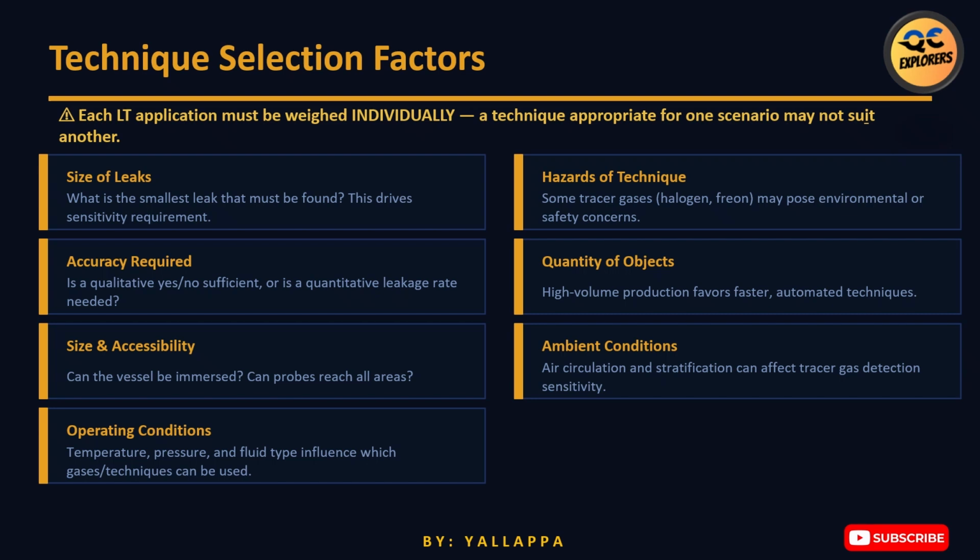Project 2. A spacecraft manufacturer producing fuel system components. Will they use the same leak testing technique? Absolutely not. The risk levels are completely different. This is why technique selection is always application dependent.